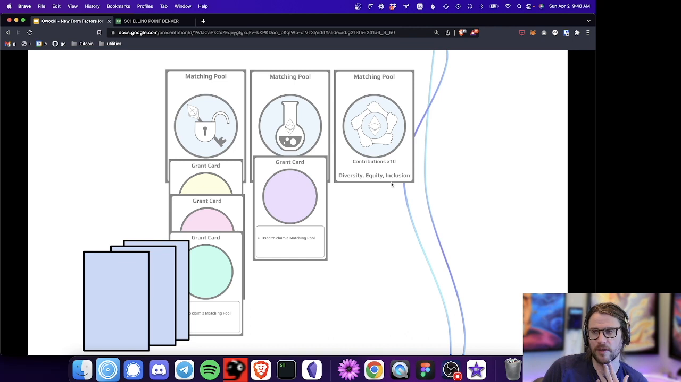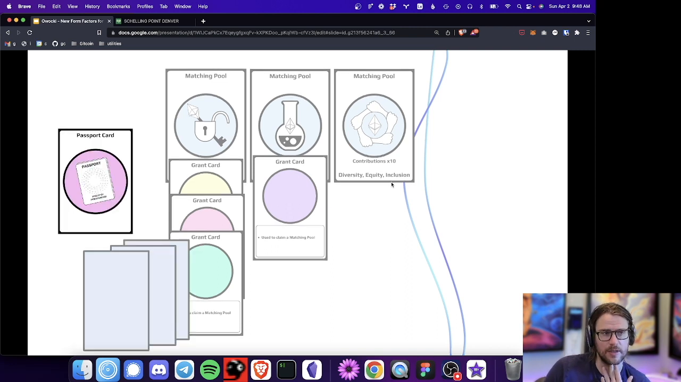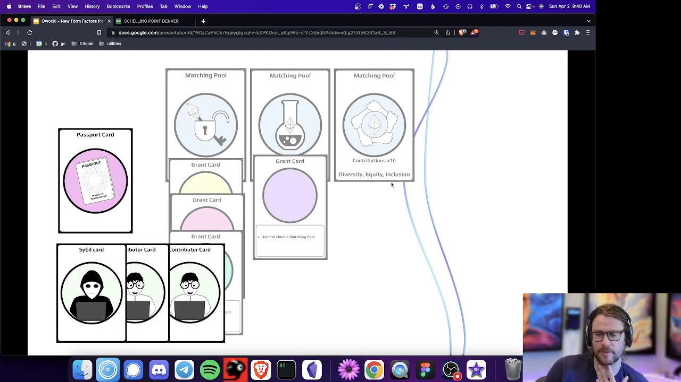But one of the big problems with quadratic funding is Sybil attacks. So basically, how do we know that you're not making up new identities in order to contribute to your grants? And so we've introduced a game dynamic called Passport, which basically challenges people who have played contributions into grants as to whether or not they're a Sybil attacker or not.